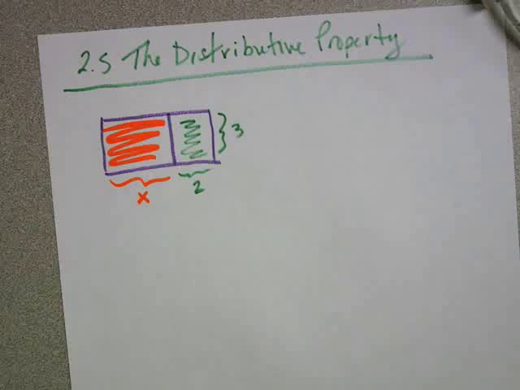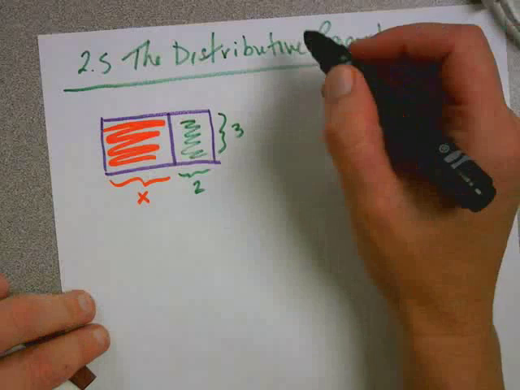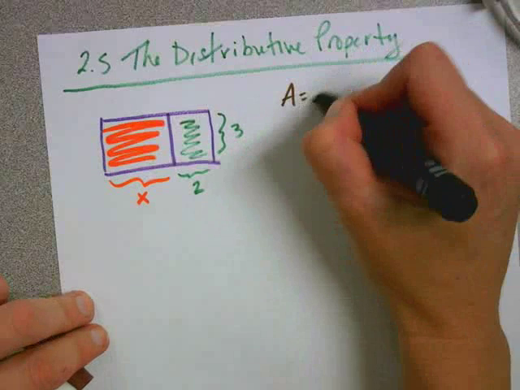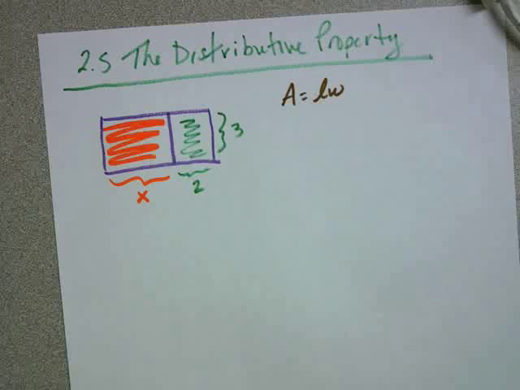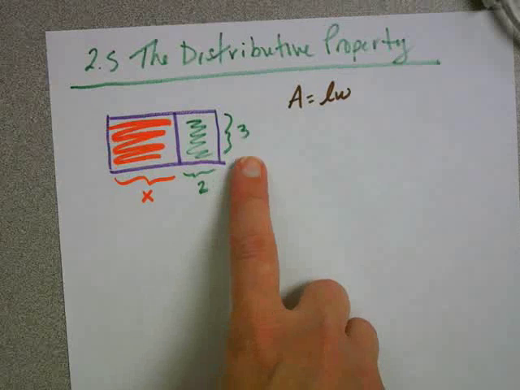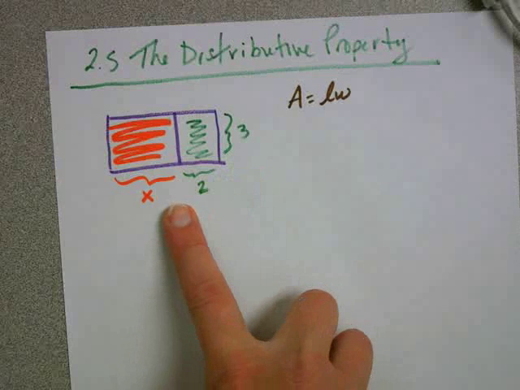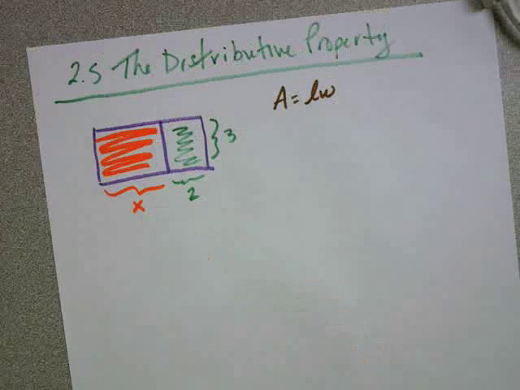First of all, in order to do that, you probably need the formula for area of a rectangle. I sure hope that's in your brain. Of course it is, right? The formula for area of a rectangle is area equals length times width. So we need to know the length and the width. Clearly the width is 3, but this length has an x and it also has a 2.